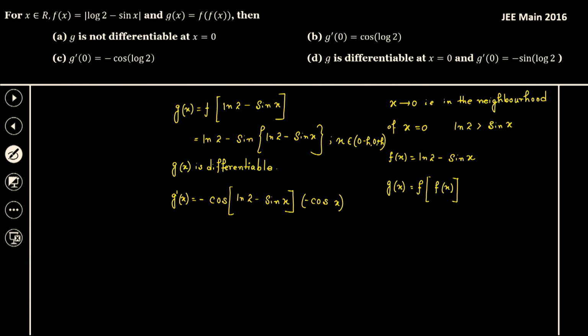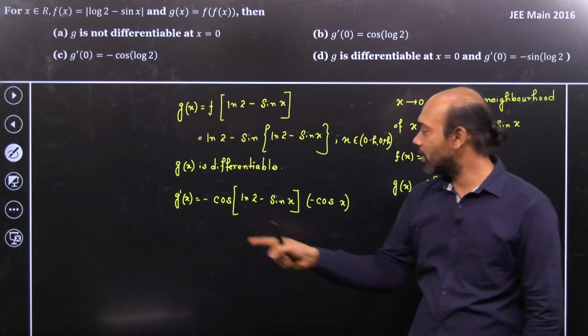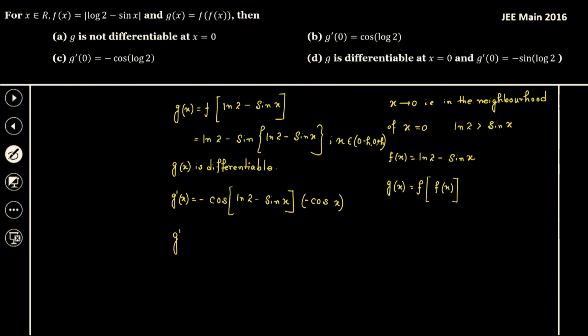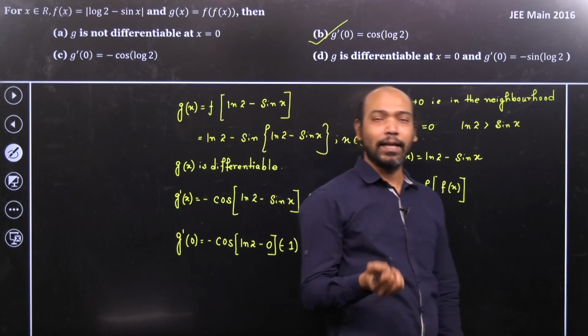Now let us see what they are asking for. They are asking to calculate the value at 0, so let's substitute x equal to 0 here. If I substitute x equal to 0, we'll say g dash 0 is equal to minus of cos of ln 2 minus sin 0, which is 0, and minus of cos 0, which is 1. That's it. So this value is cos ln 2. That's why for this particular problem, option B is the correct answer.